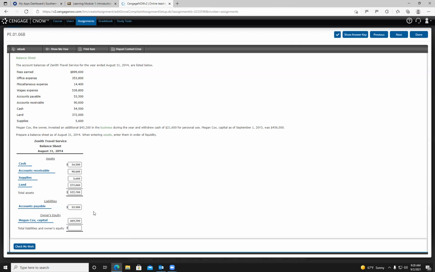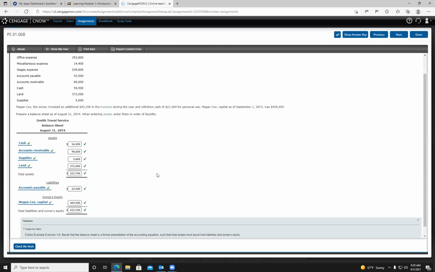If we did our math right, we should be able to take that 469.2, add in the liability balance of 53,500, and it should equal our asset balance of 522,700. So we'll check our work. There we go.